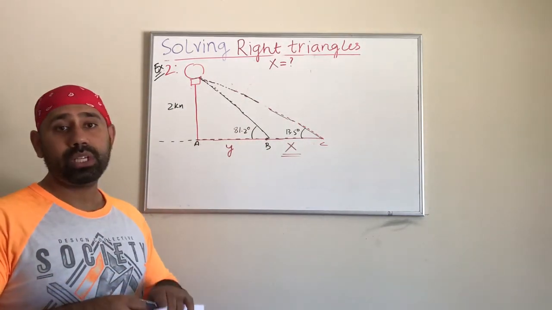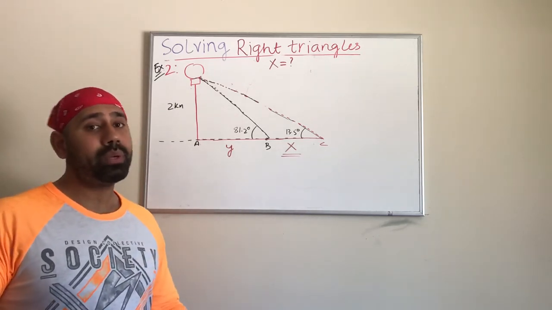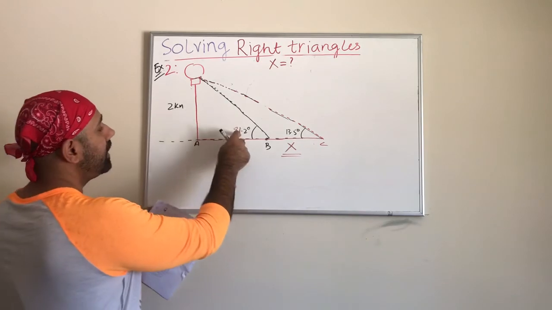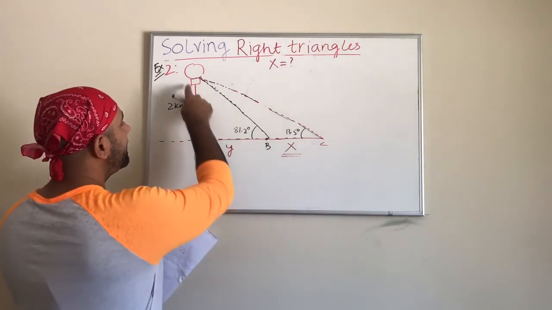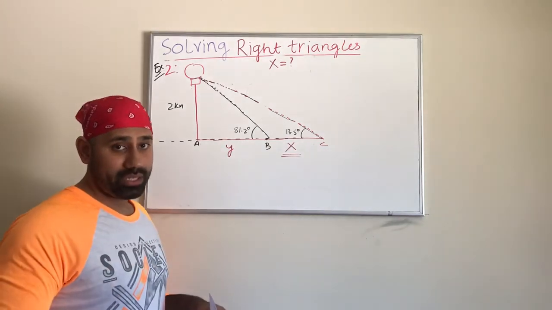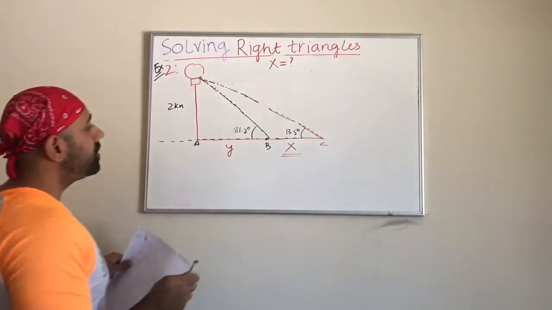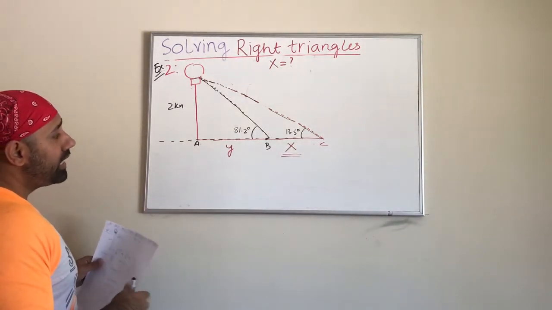Rather, what we should use is only the tangent function, because that is the function which relates the opposite with adjacent. Here, these are the reference angles, and this is the opposite, and this has the adjacent. It only has to do with the opposite and adjacent. So that's why we're only going to use the tangent function. So let us start using the tangent function for both the triangles.